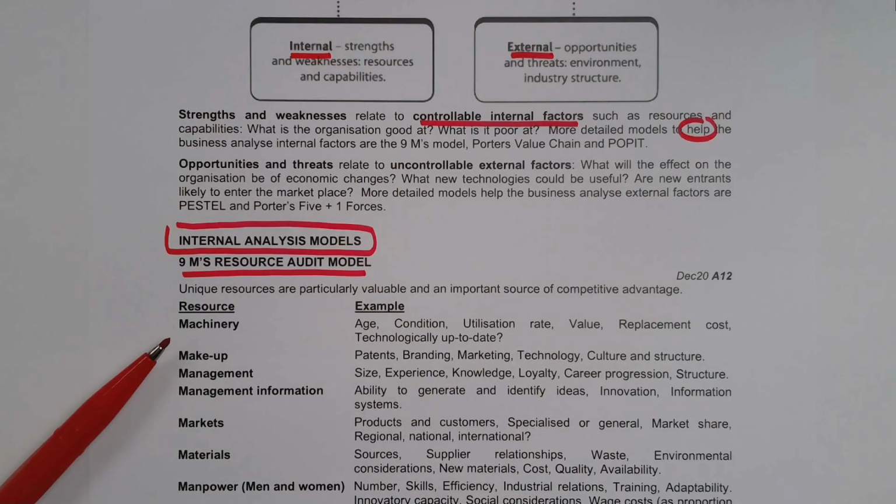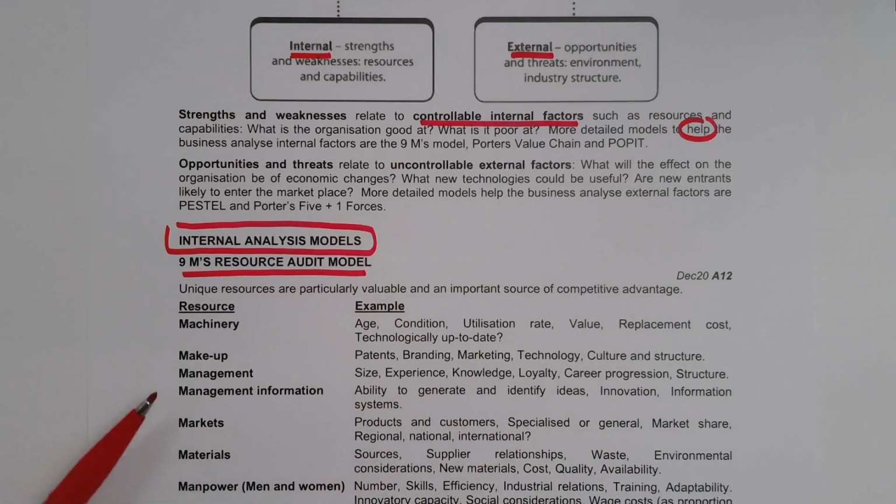Machinery is quite good. Yeah. The makeup, this is looking at things like the patents, the branding, the marketing. We're all good at that here at Kaplan. I think we pretty much dominate the market here. Certainly Big Four. I have the monopoly here.